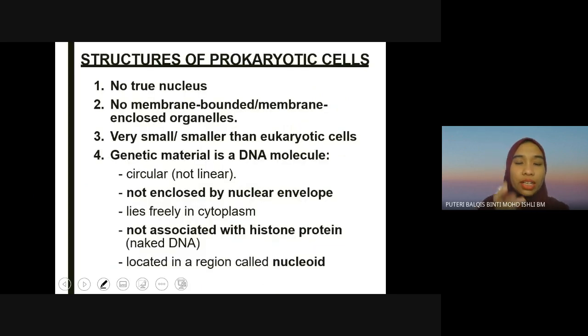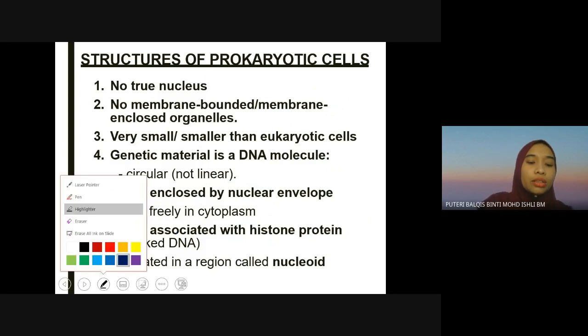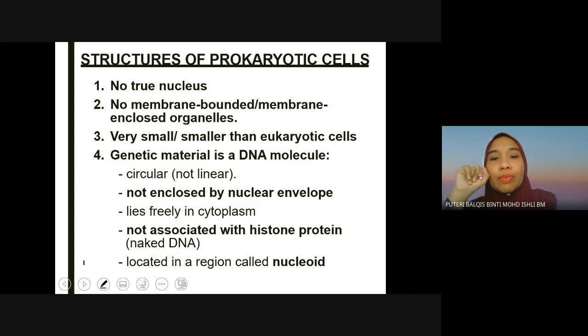So, structure of prokaryotic cell, it has no true nucleus. Maksudnya dia tak ada nucleus lah. True ni kena tulis. Kalau awak tulis no nucleus saja, salah. Kena tulis no true nucleus. No membrane bounded organelle. Maksudnya dia tak ada organelle yang ada membrane. What is the example of organelle that has membrane?